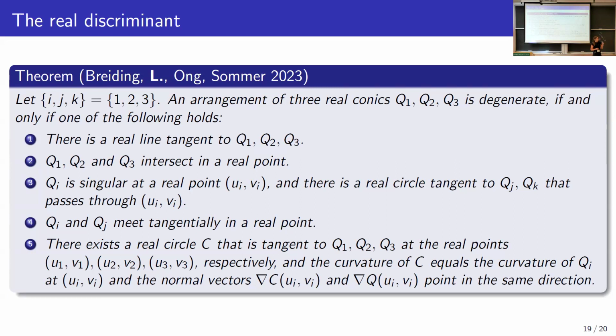The next is that one of the conics is singular, essentially. So one of them is a double line. Let me see.